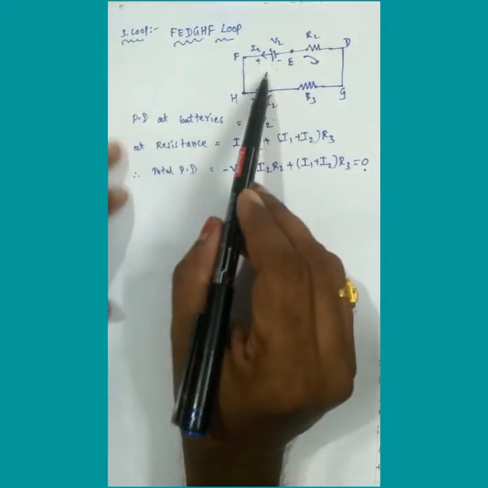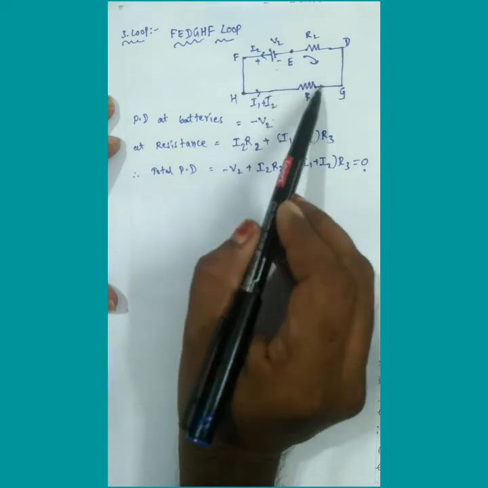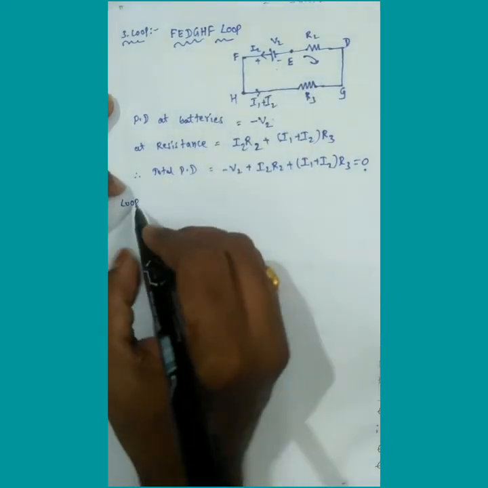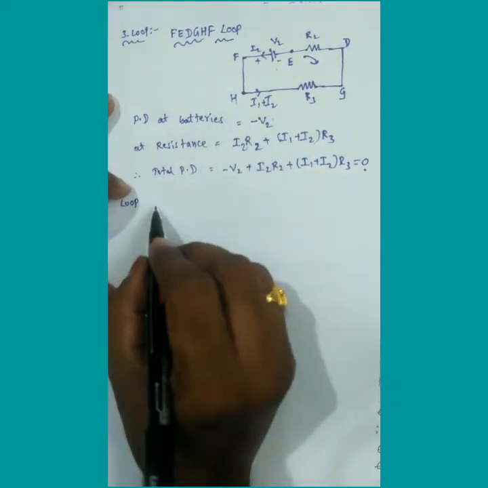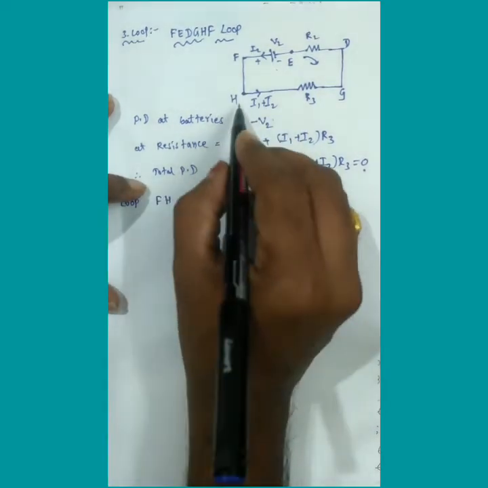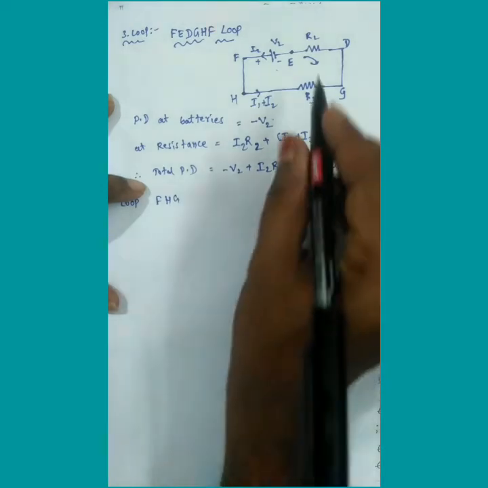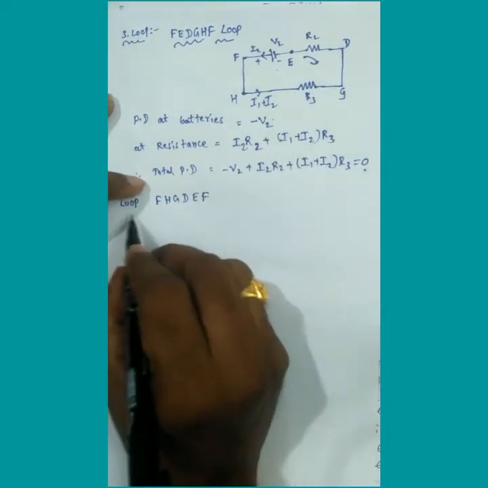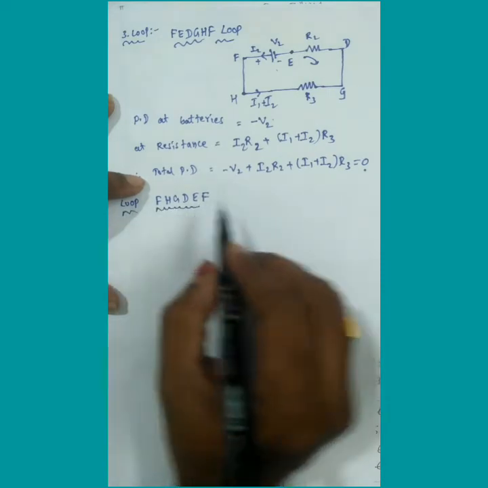Previously we have taken that in the clockwise direction. Now we have to apply the same law for the anti-clockwise direction. Anti-clockwise means F to H, H to G, G to D, D to E, E to F. Now the loop is F, H, G, D, E, F.